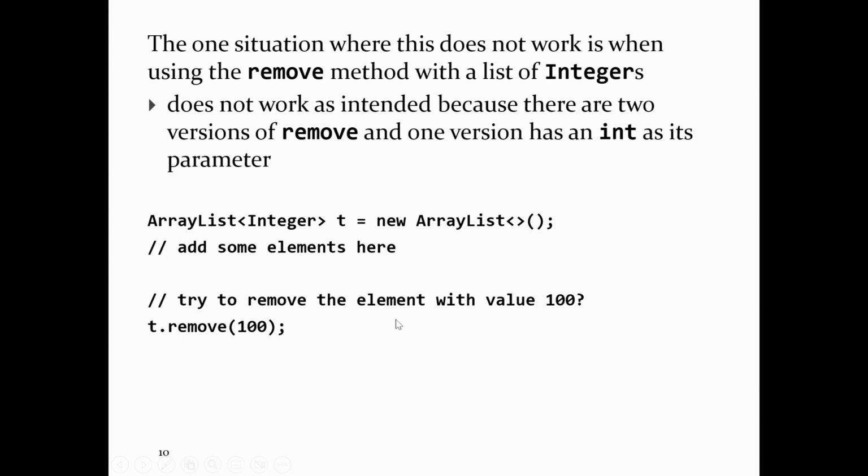It turns out there's a second version of remove, which removes by an index. Because that type there is an int, this version of remove is actually the one that removes by index. So that removes the 101st element from the list. You have to be very careful in this one situation. Otherwise, everything is seamless. You just pretend it's a list of primitive elements.